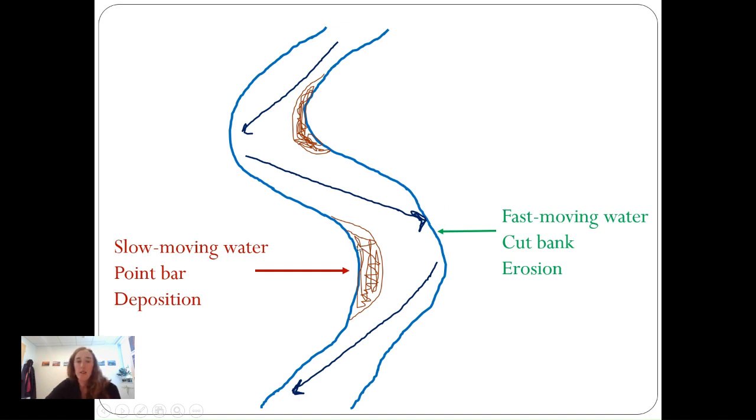If you're on the opposite side, you have slow moving water, and my red scribbles here are supposed to indicate what we call a point bar. That's where deposits form over time. So in every bend of a river, you have one side that's eroding, one side that's depositing, one side that's depositing, one side that's eroding.